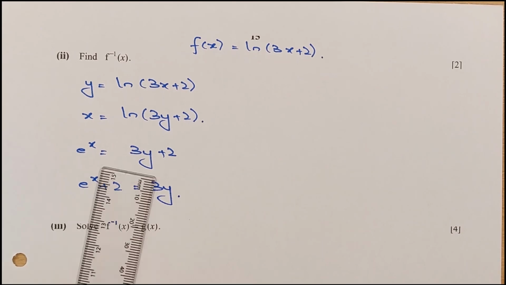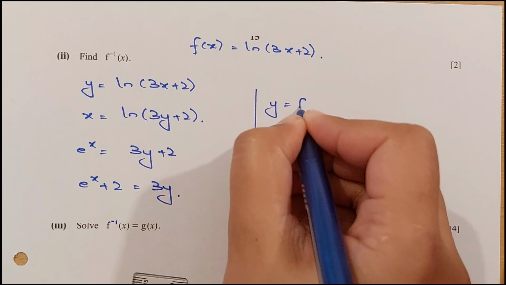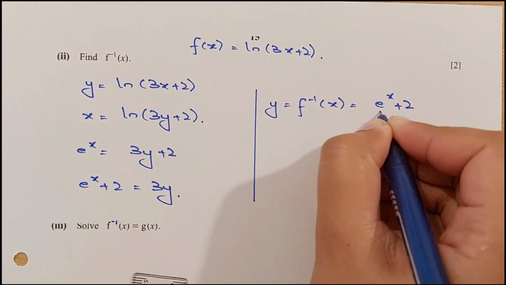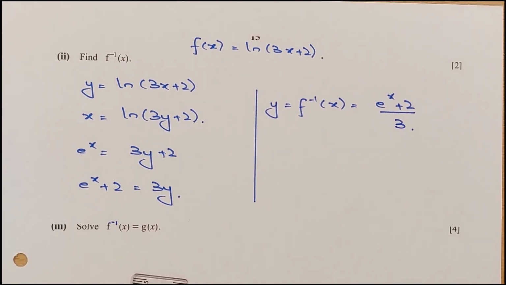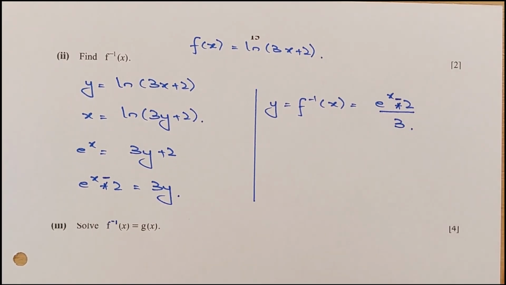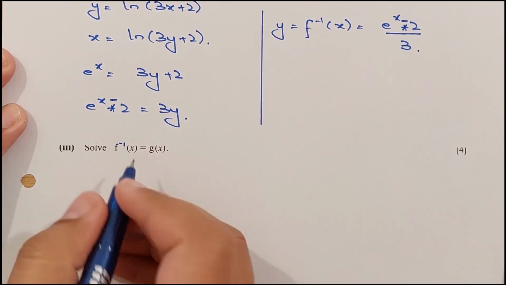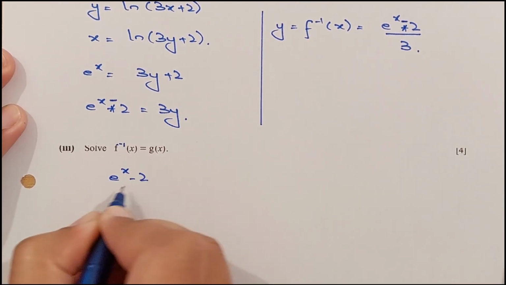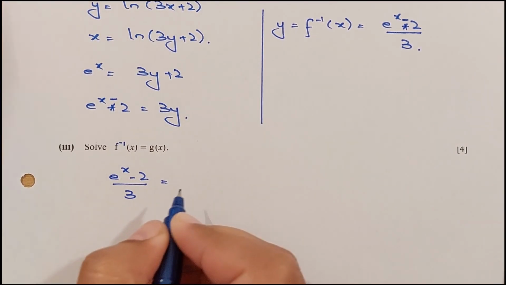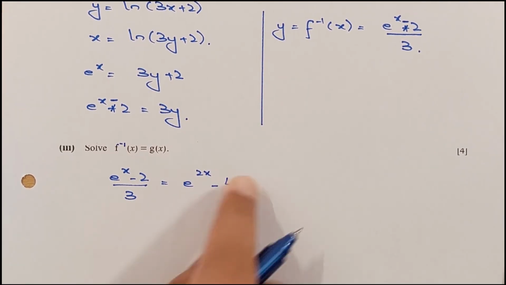So y, or f inverse of x, is equal to (e power x minus 2) divided by 3. Sorry, shifting the 2 over, it's minus 2, not plus. Now for the third part, solve f inverse of x equals g of x. f inverse of x is (e power x minus 2) divided by 3, and this is equal to g of x, which is e power 2x minus 4. Let me do the cross multiplication.